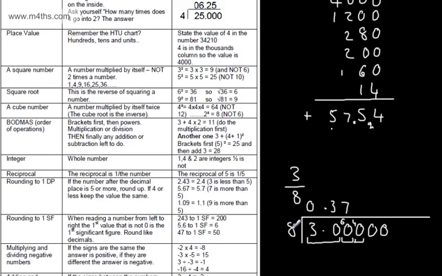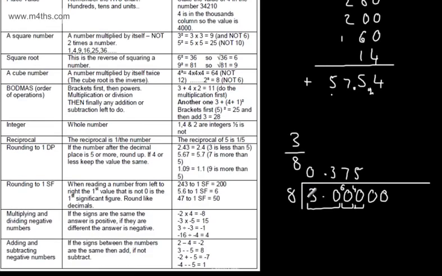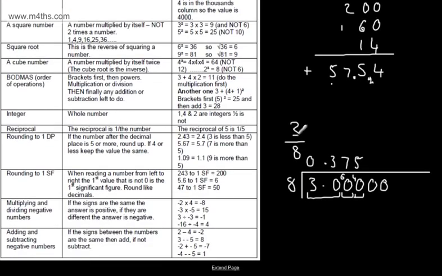My next question is, does 8 go into 40? Yes, it does. It goes in exactly 5 times. We can see there's no remainder, so my division has ended. So 3 divided by 8 gives us 0.375.